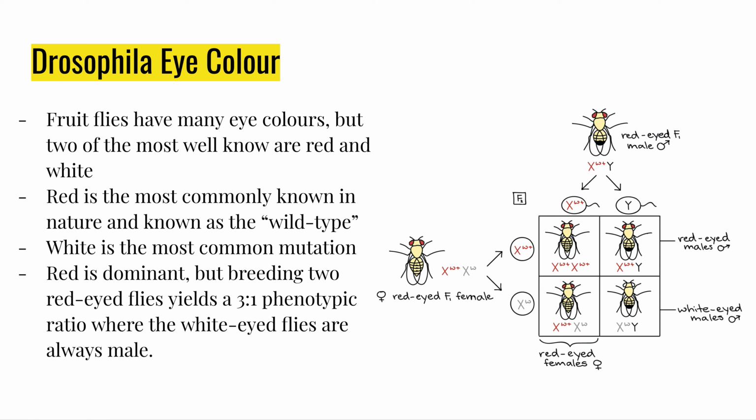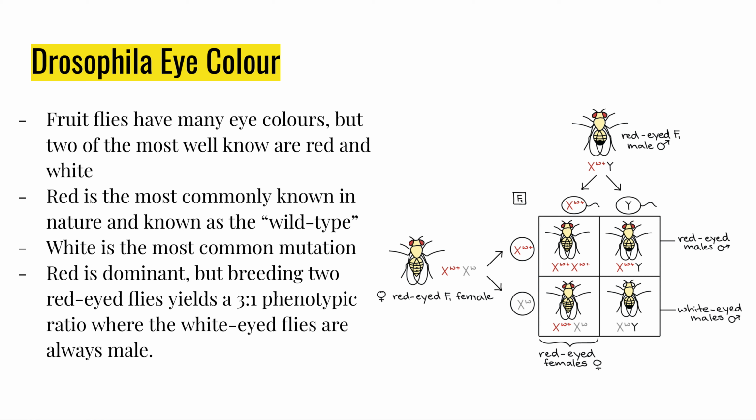So one of the traits that Morgan studied in his fruit flies was eye color. We'll talk a little bit more about fruit fly eye color later on, but it's basically an order of inheritance. There's a variety of different colors like red, orange, amber, and white. The two most well known, however, are the red color and the white color. Red is commonly known because this is the most common phenotype in nature. It often gets called the wild type as a result. And white is commonly known because it's the most common mutation to eye color.